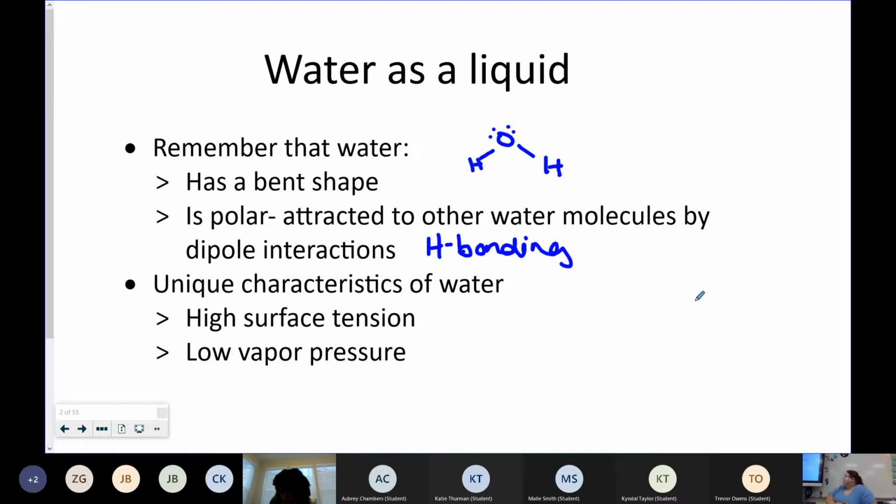So we're going to look at a couple special characteristics, and we're going to talk about how they kind of work. But we're going to look at water has a high surface tension, so we're going to look at kind of why that occurs, and water has a low vapor pressure. So we're going to look at what that is and how that occurs as well. But both of those are going to be related to that hydrogen bonding.